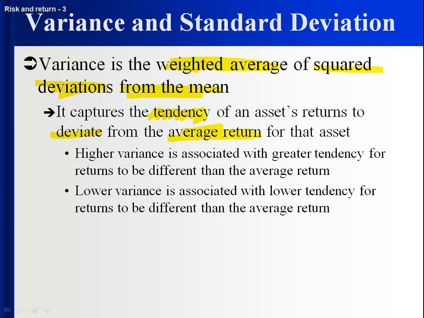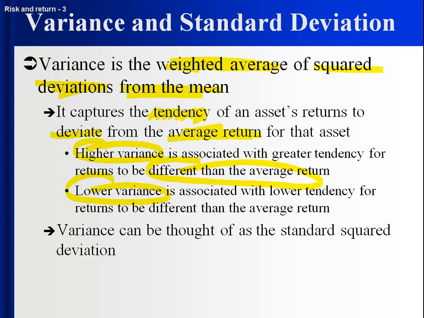So you've got a bunch of returns, you find the average. Does any individual return tend to be similar to that average, or does it tend to be different from that average? Higher variance is associated with a greater tendency to be different from the average. If you've got some returns that are really high and some that are really low, those would deviate a lot from the average, so you would tend to have higher variance. Lower variance is where the individual returns tend to be quite close to the average, and there you have low variance, low volatility.